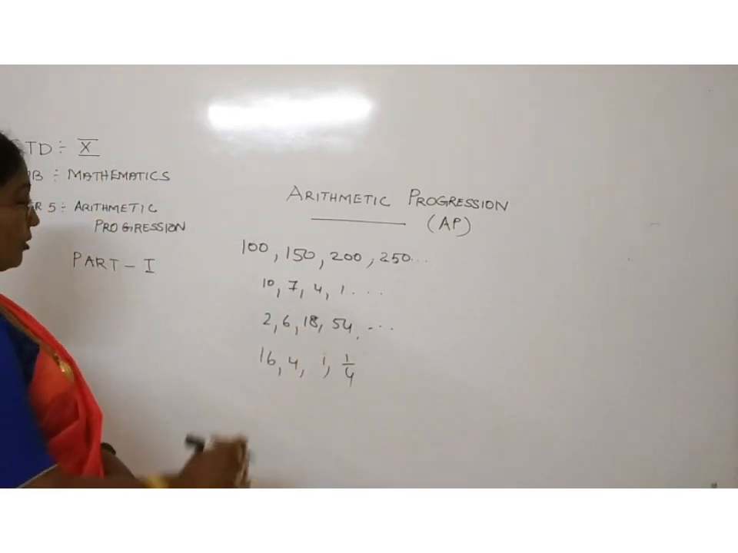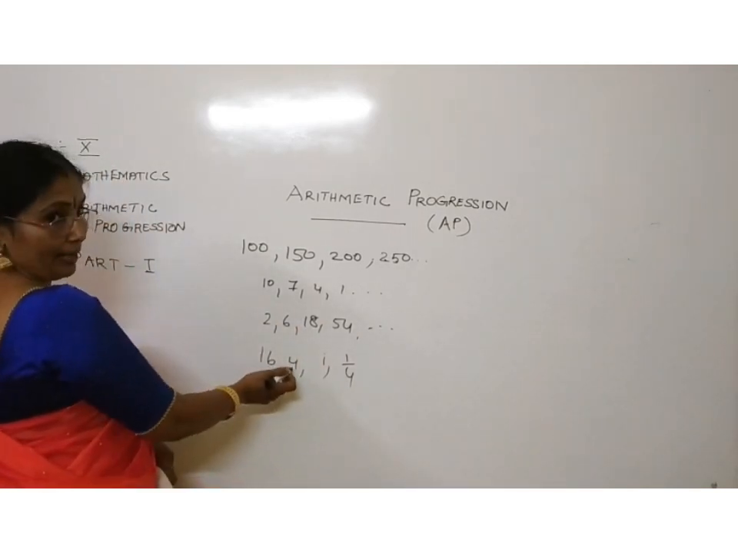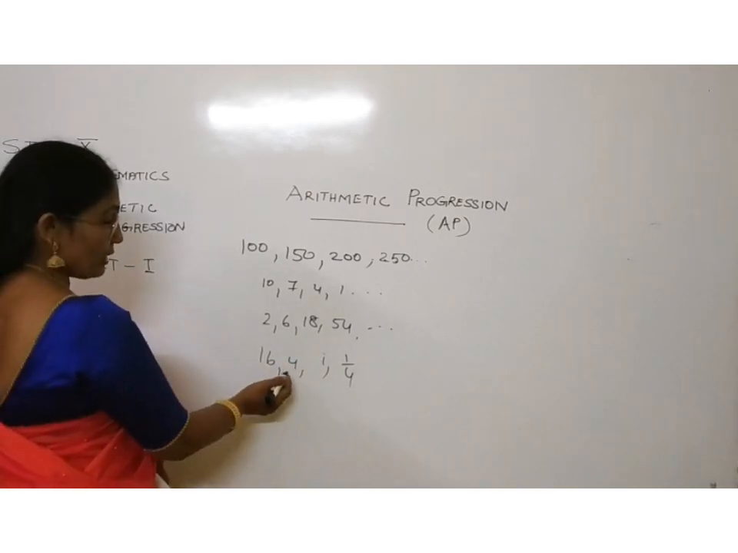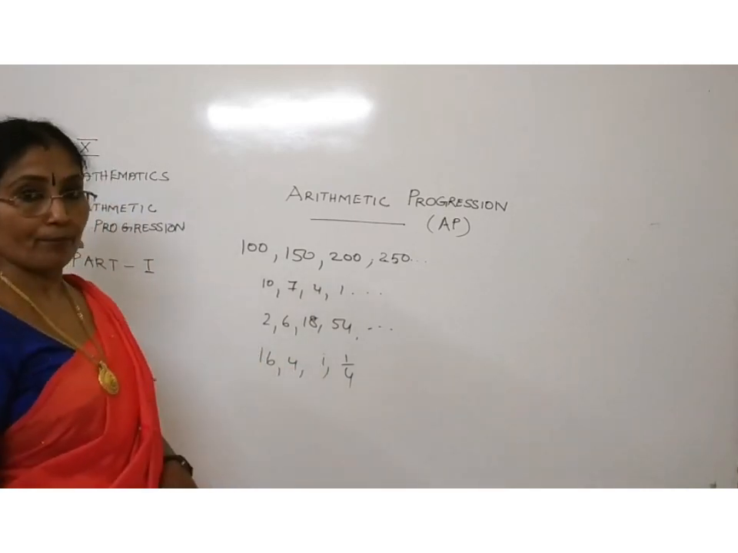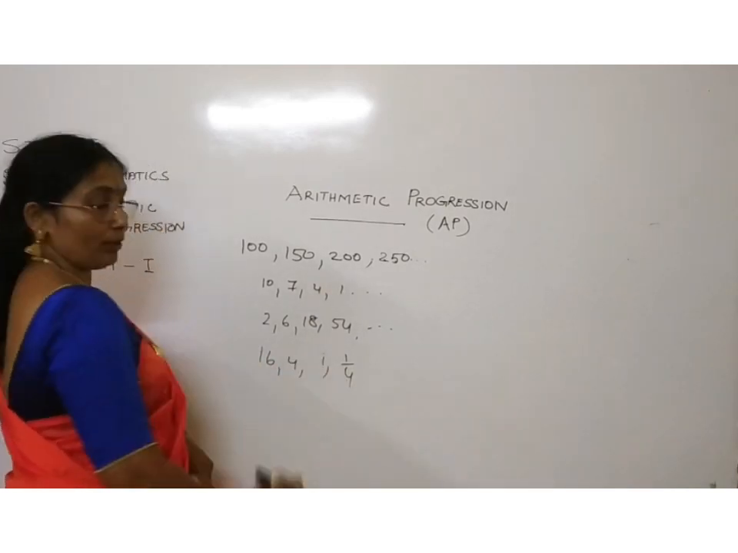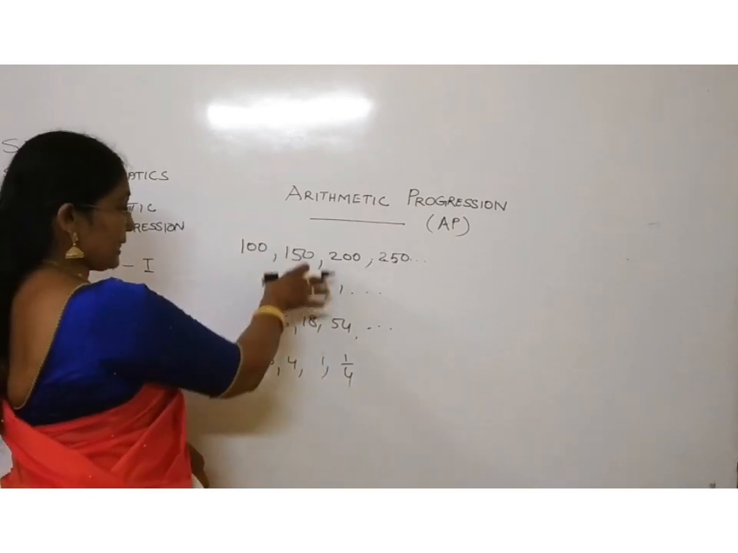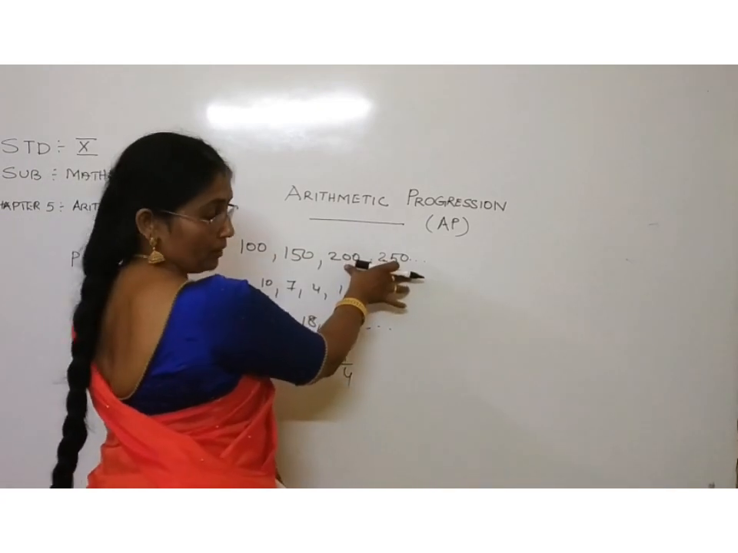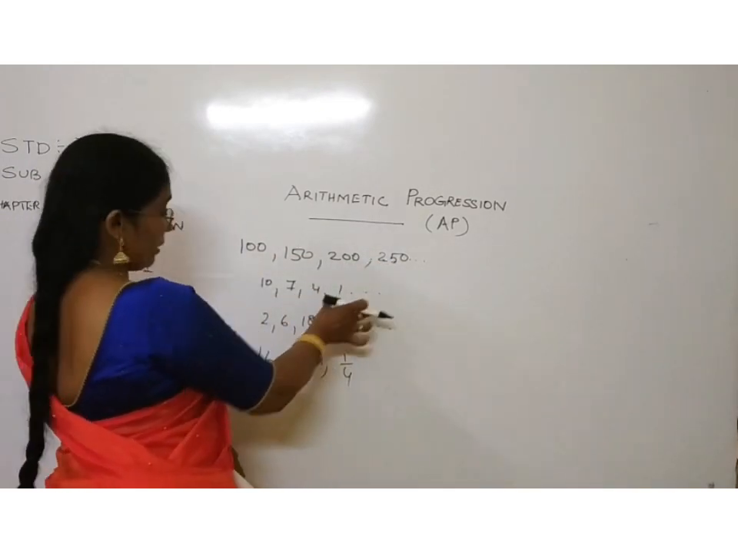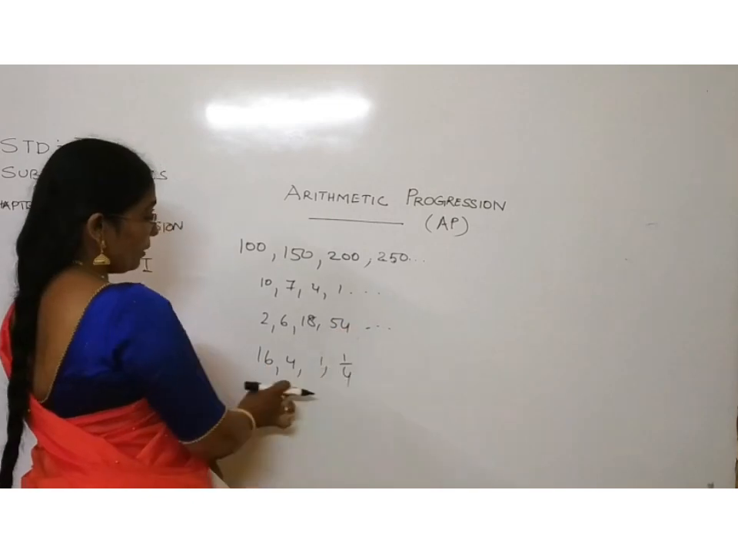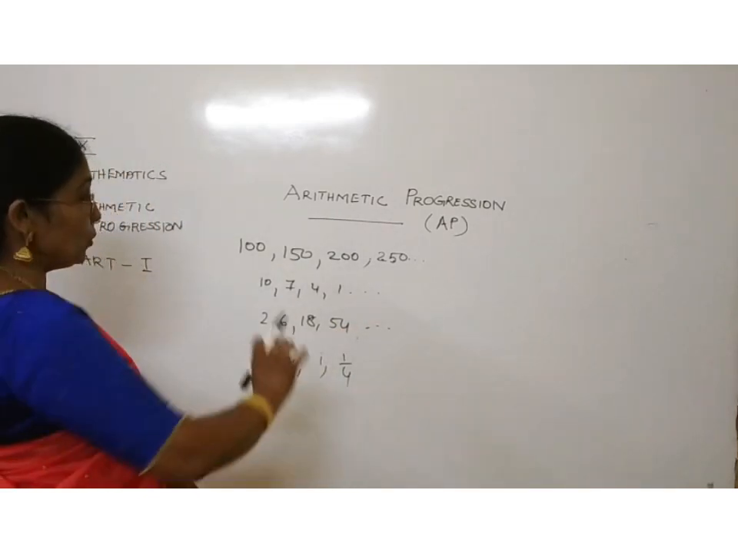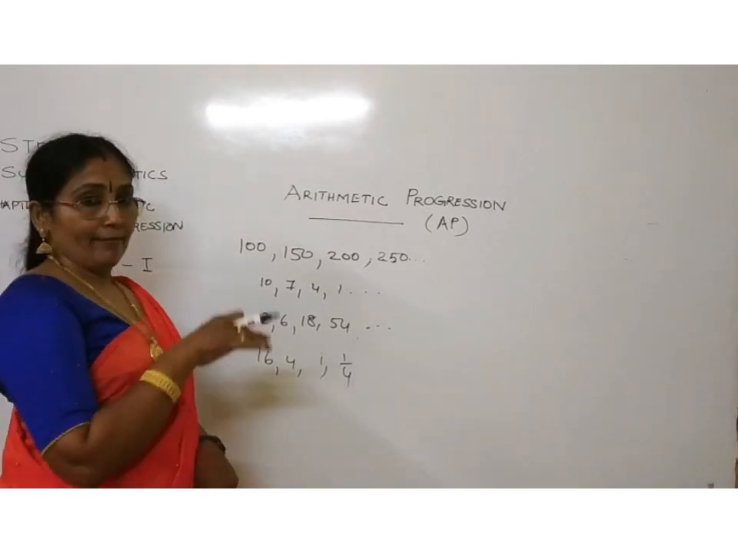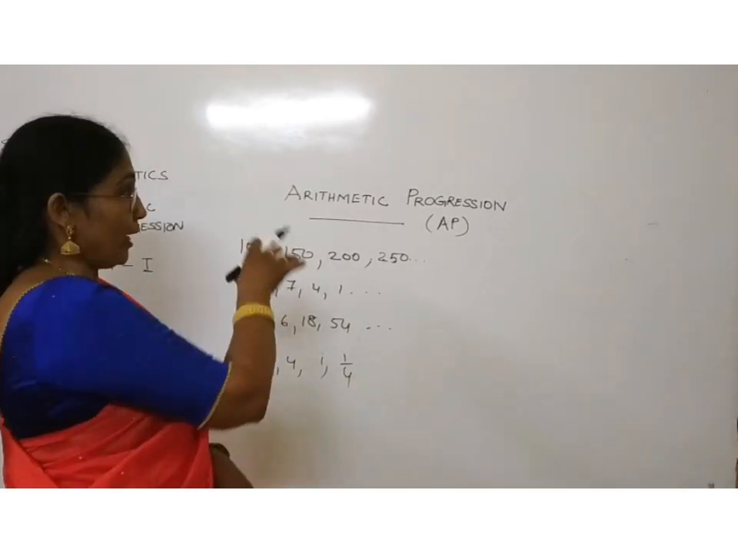Here you can see that the first number is 16, the second number is 4. That means dividing by 4, you get 4. Next, this 4 divided by 4 gives 1. Next, dividing by 4 gives 1/4. That means in this series of numbers we are seeing patterns: by adding a fixed number, subtracting a fixed number, multiplying by a fixed number, or dividing by a fixed number, you get a series of numbers like this. Got it?